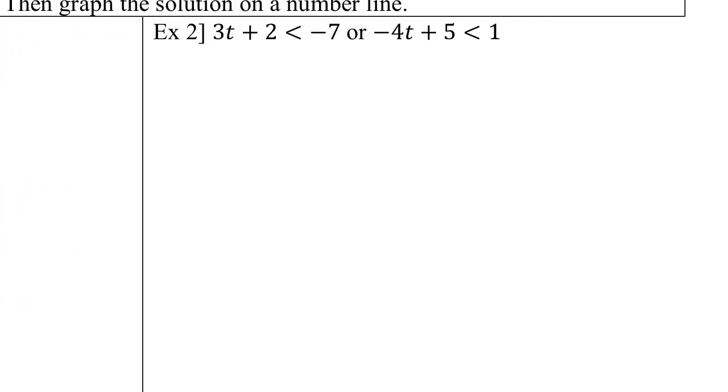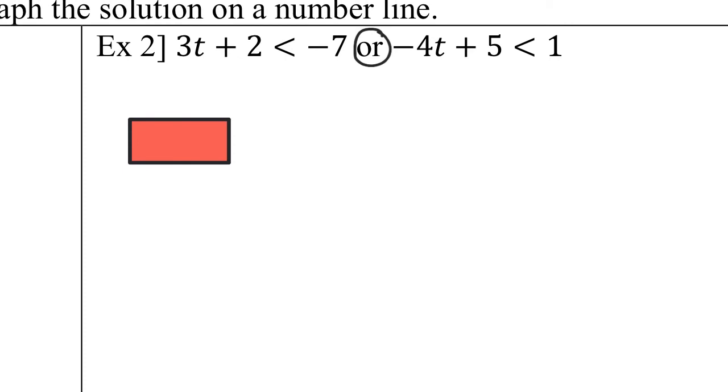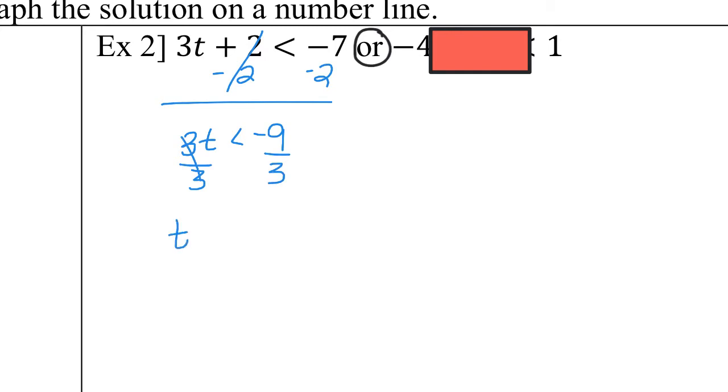Example 2, 3t plus 2 less than -7, or -4t plus 5 less than 1. I see this "or" here in the middle. What that means is we're just going to solve both of these inequalities separately. Here's my little cover. We pretend that this right-hand inequality does not exist, and we solve the left one like we would a normal inequality. So I'm going to have to subtract 2: 3t less than -9. Divide by 3: t less than -3. So there's part of my solution.